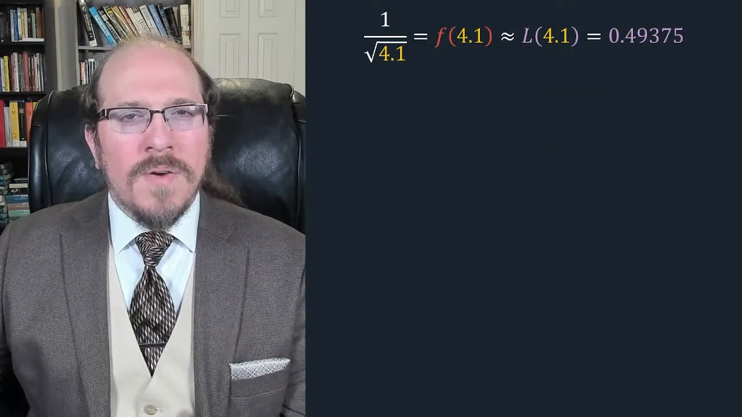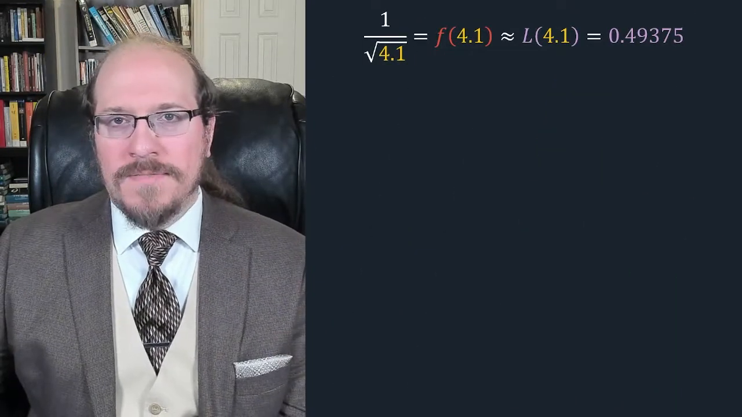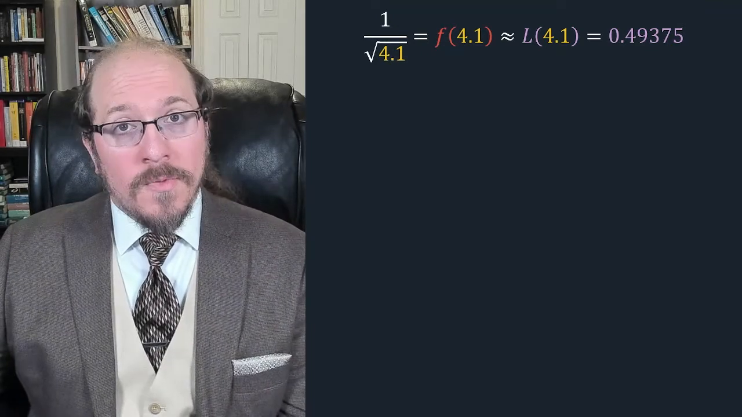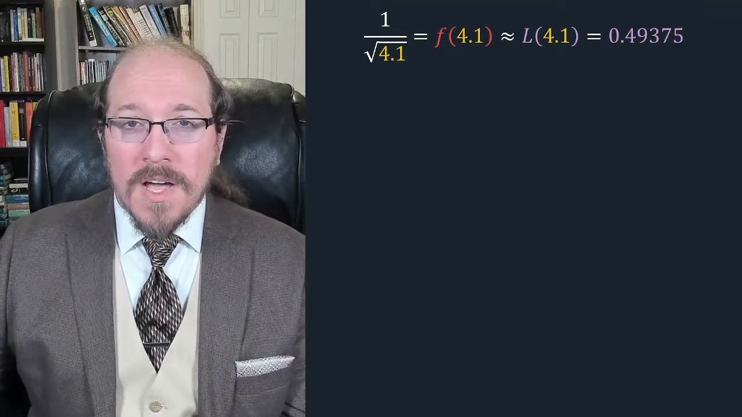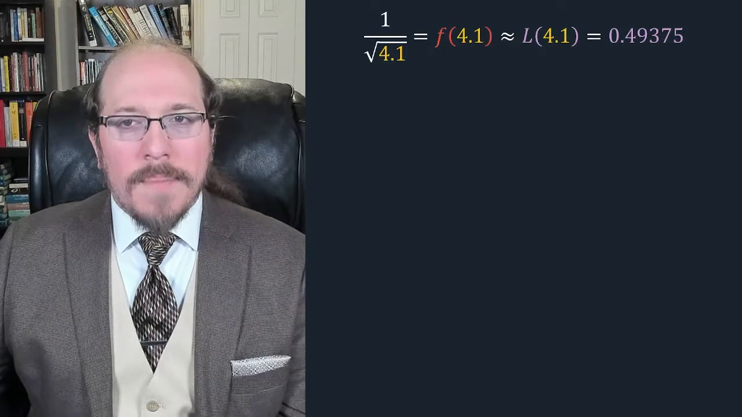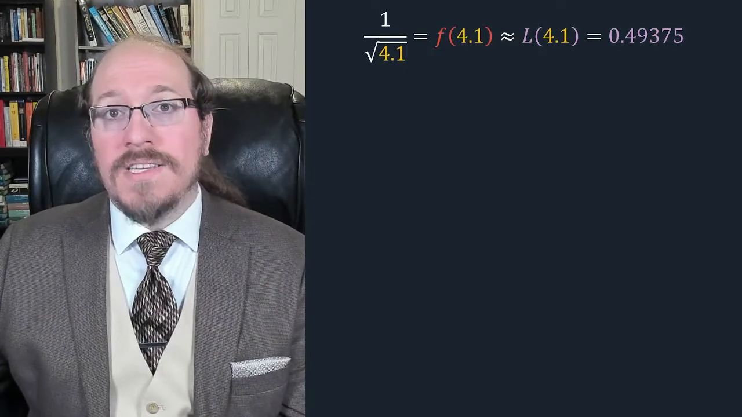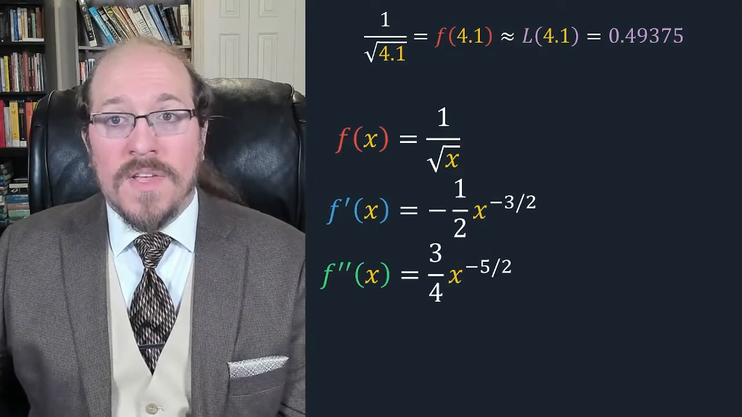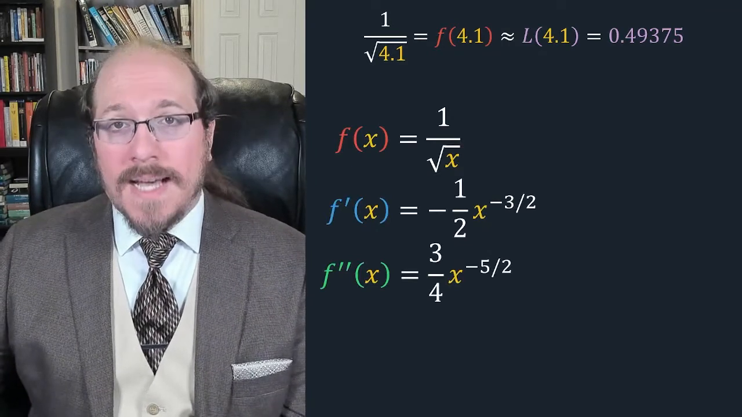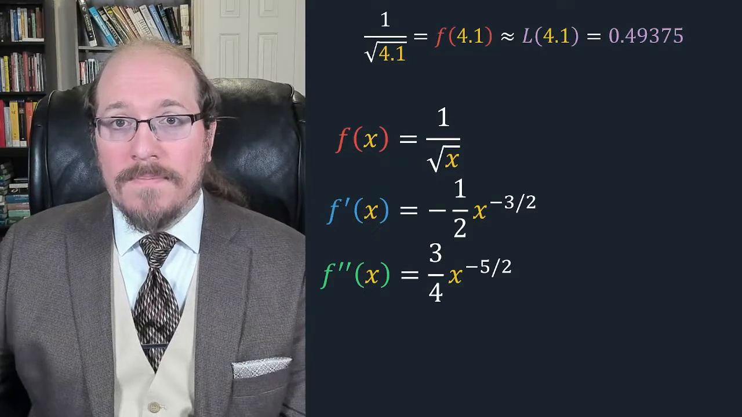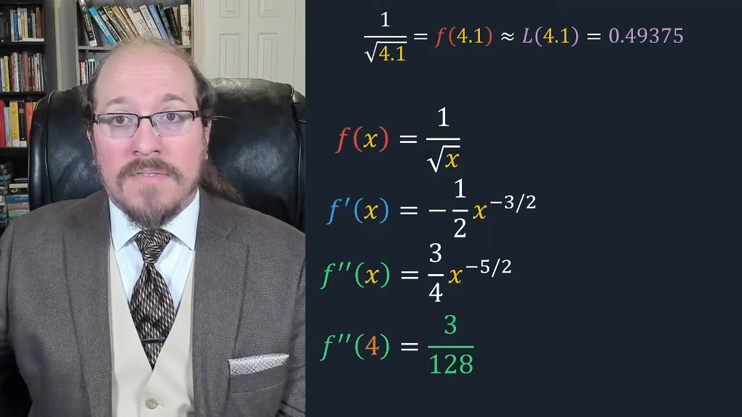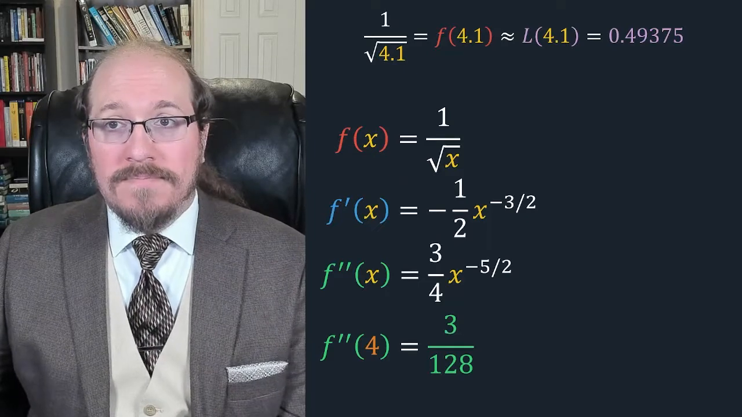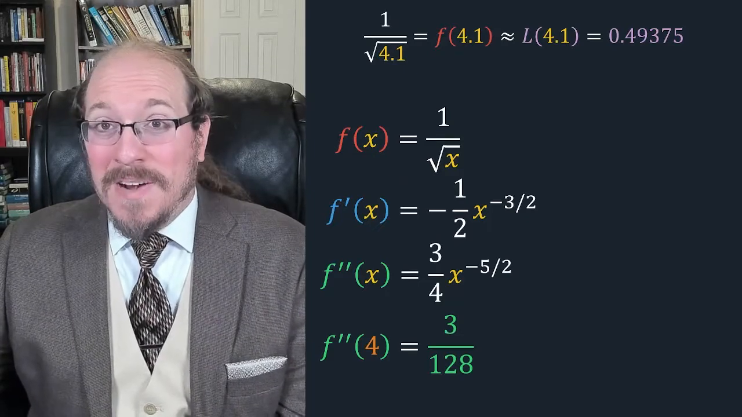So we've got our new estimate from our linear approximation. Now we might ask, is our answer likely to be too low or too high? We can answer this by thinking of the shape of our curve, specifically its concavity. If we take the second derivative of our function, we get 3/4 times x to the -5/2 power. And if we plug in our anchor value of x equals 4, we get 3 over 128. Actually, the answer doesn't matter all that much.